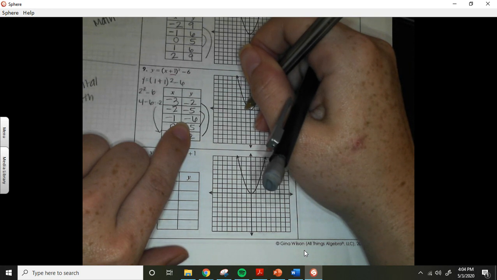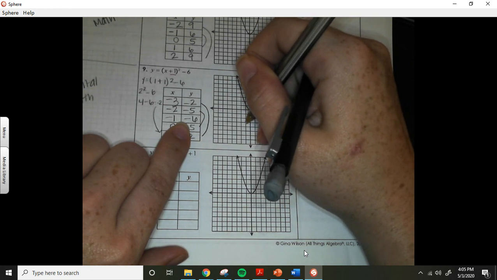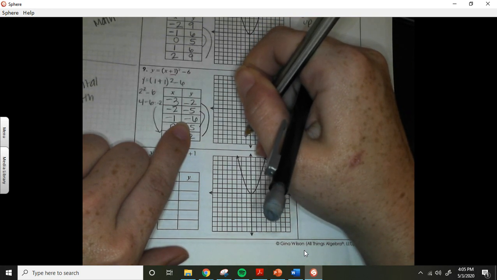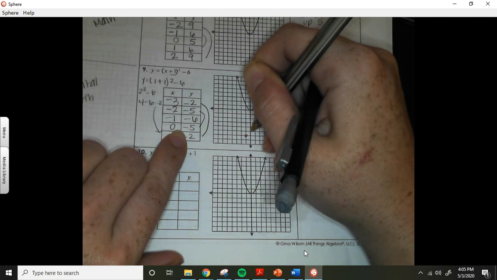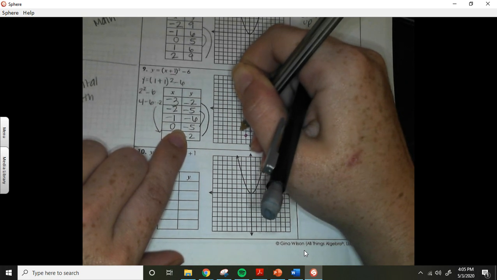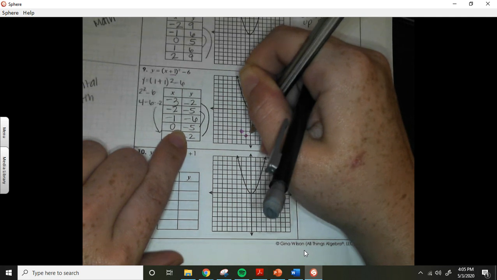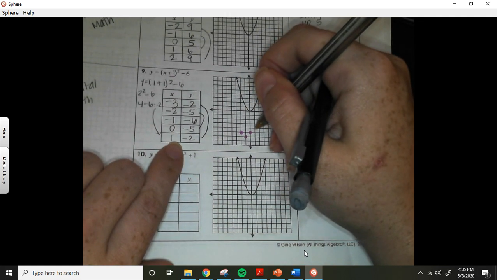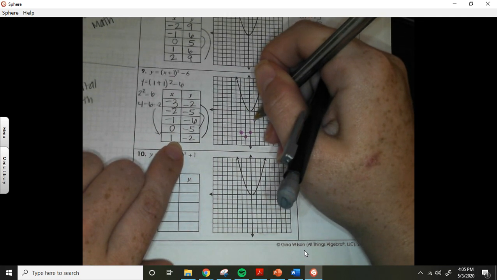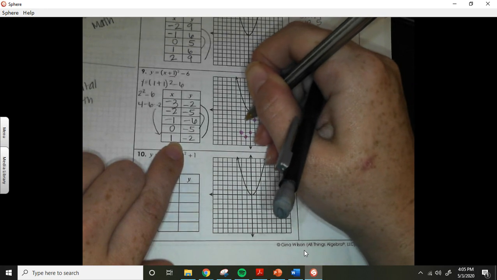So negative 1, negative 1, 2, 3, 4, 5, 6. 0, negative 5 would be here, which means that this point is also over here. And then 1, negative 2, which means 1, 2, 1, 2.